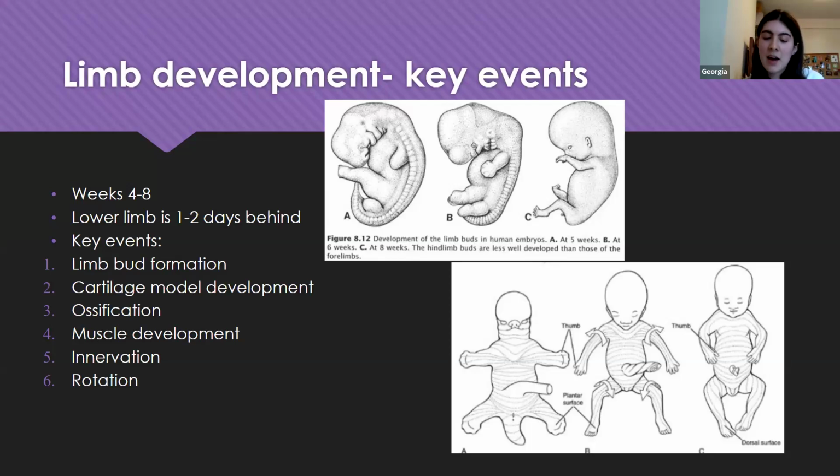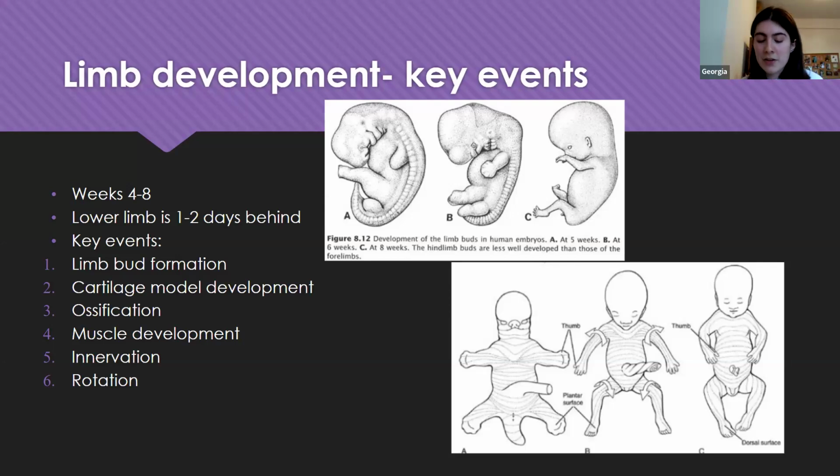The next step is hyaline cartilage model development. So you get a cartilage model of the bones laid down within the limb bud, and that's finished by week 6. This cartilaginous model undergoes endochondral ossification to become bone. By birth, the center of bones is normally completely ossified, but at the ends of bone, the epiphyses, which are key to growth postnatally, there is still a lot of cartilage, and ossification doesn't finish there until well after birth.